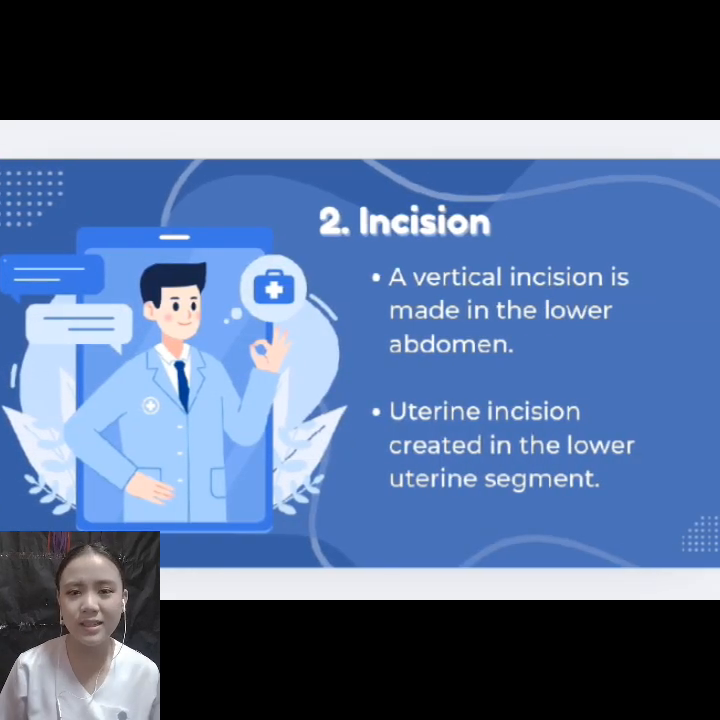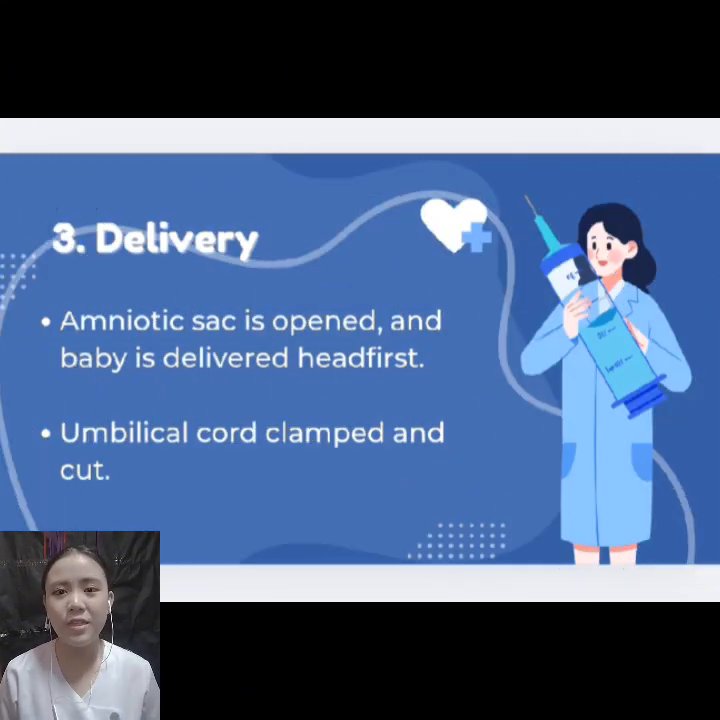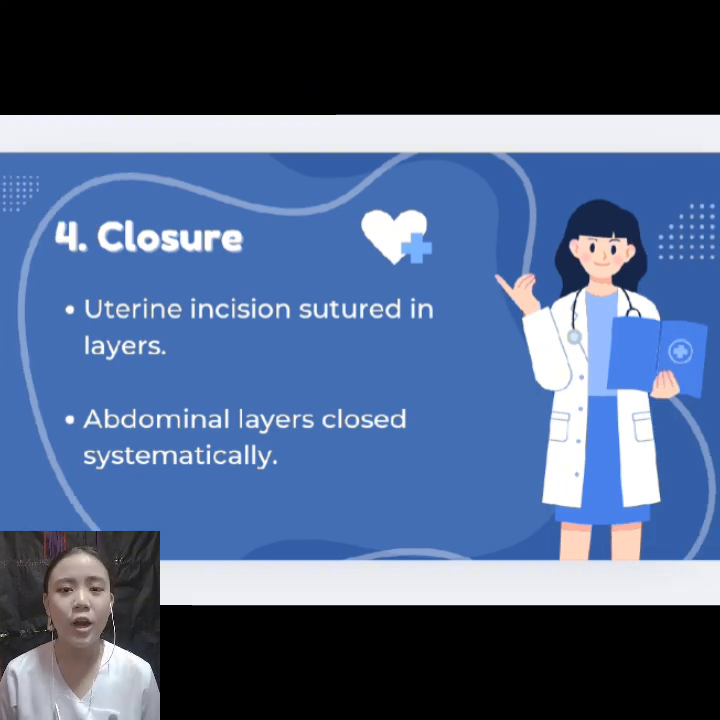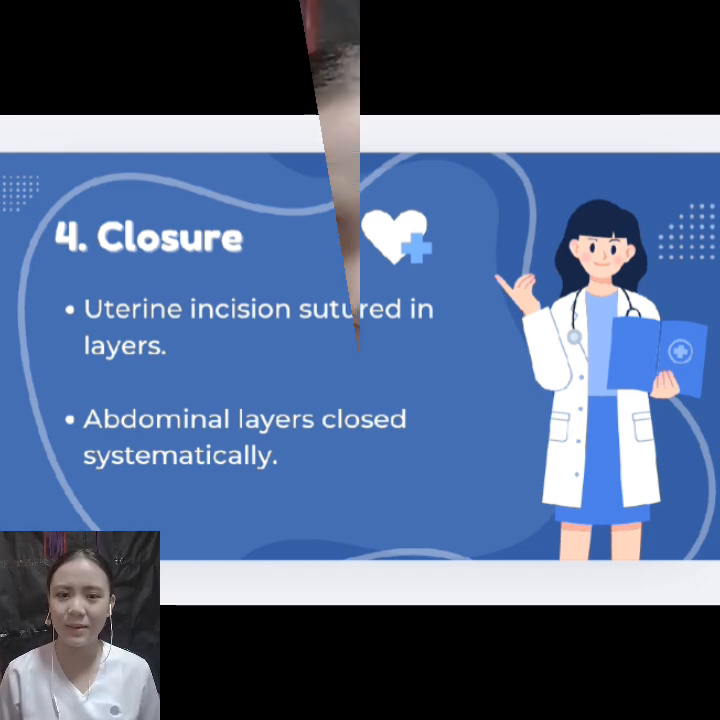Number 2. Incision. A horizontal or vertical incision is made in the lower abdomen and then in the uterus. Number 3. The amniotic sac is opened and the baby is gently delivered head first. The umbilical cord is clamped and cut. Number 4. Closure. The uterine incision is sutured layer by layer to ensure proper healing. This precise series of steps ensures the safety of both mother and baby.